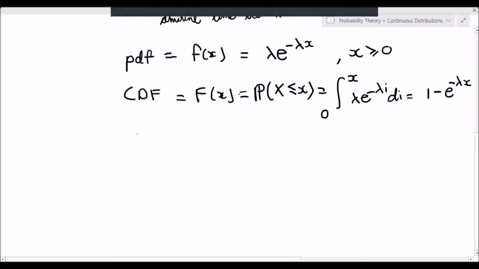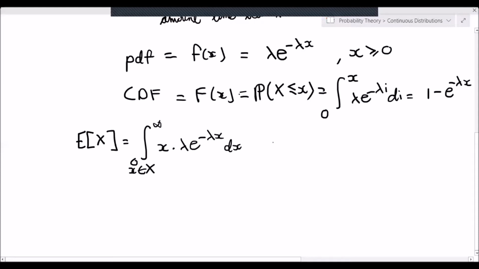So let's get to deriving the expected value. The expected value of x, for a continuous distribution, is the integral over the entire support, all the values that this random variable can take. So in this case, it's going to be from 0 to infinity of x times lambda e to the negative lambda x dx. Don't forget your dx. And to do this, you're going to have to use integration by parts.